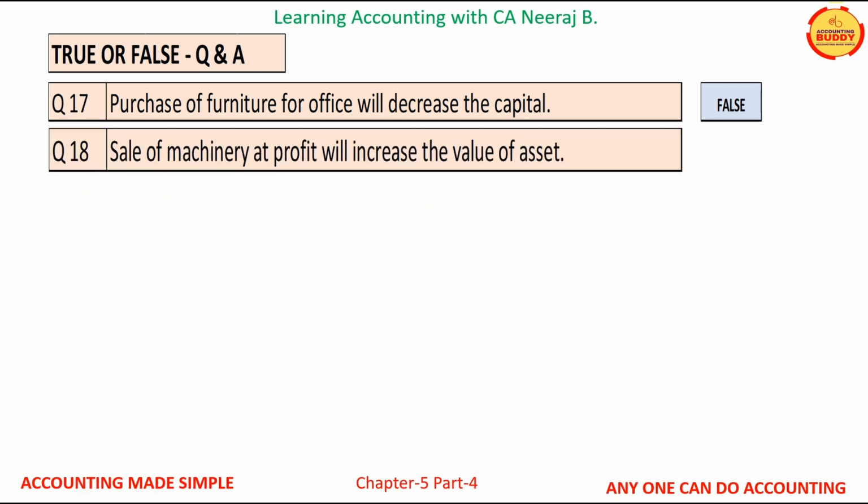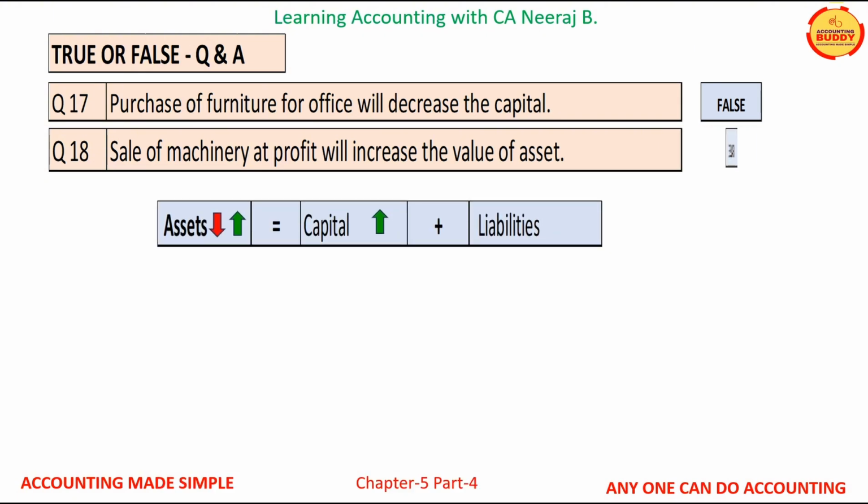Question number 18, sale of machinery at profit will increase the value of the asset. This is again a false statement. When the machinery is sold, the value of the machinery asset of the business will be reduced. The asset value will be increased with the proceeds received from the sale of the machinery, either in cash or in the bank account of the business. The profit earned on the sale of the machinery will increase the capital of the business.